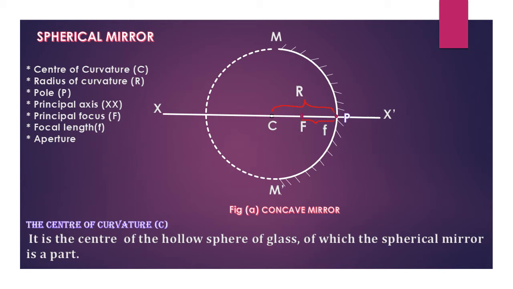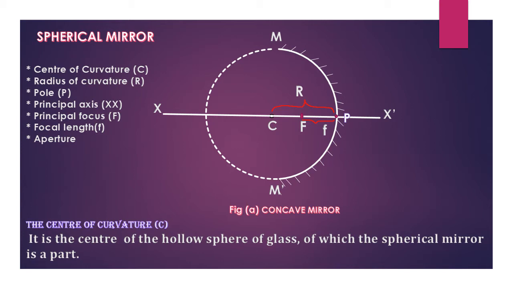First, we'll define center of curvature, noted by the letter capital C. As you can see there, center of curvature is the center of the hollow sphere of glass, of which the spherical mirror is a part. It's a point that lies outside the mirror and it lies in front of the concave mirror.